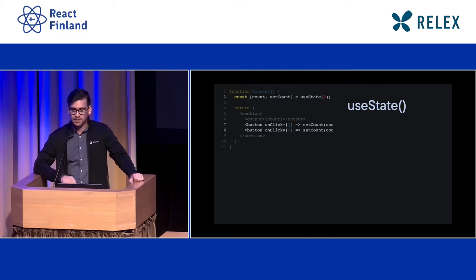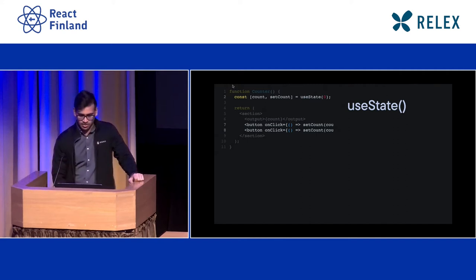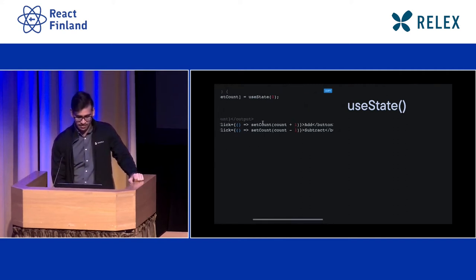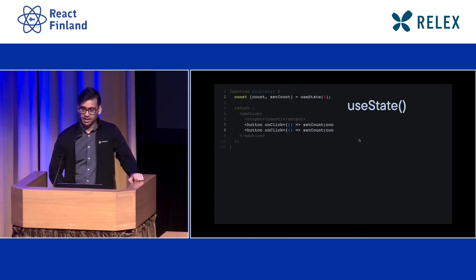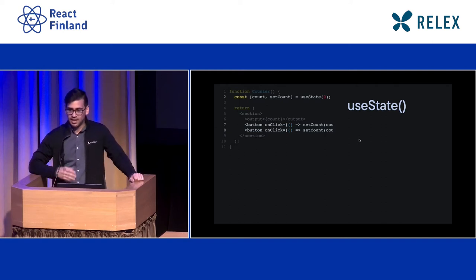This is a very simple counter example, and if you are a lucky developer working for a company that all they do is make counters, then you're set. You could just use React hooks. You could use useState all day long. So we have useState, we have setCount where we could increment the count and decrement the count. And this is as simple as you could get in React.